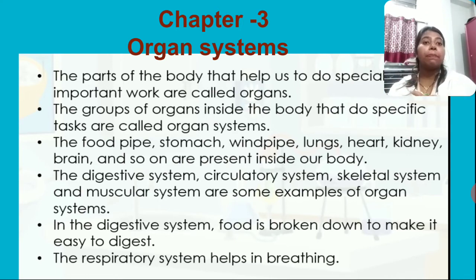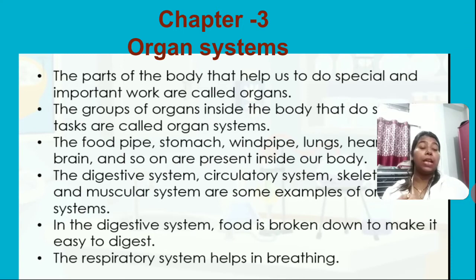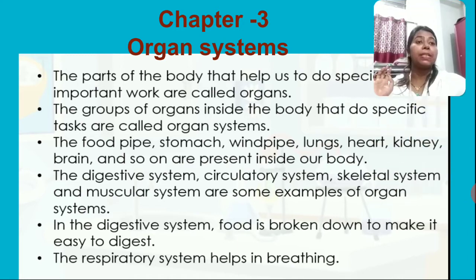So here, the parts of the body that help us to do some special and important work are called organs. These organs do specific works, because different organs are doing different specific works. The group of organs inside the body that do a specific task are called organ systems. The food pipe, stomach, windpipe, lungs, heart, kidney, brain, and so on are present inside our body. So these are your internal organs. They work differently in different systems known as the different organ systems. So what are those different organ systems?